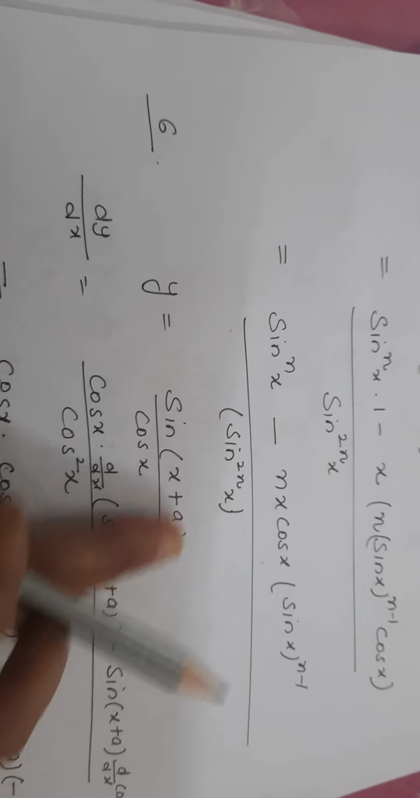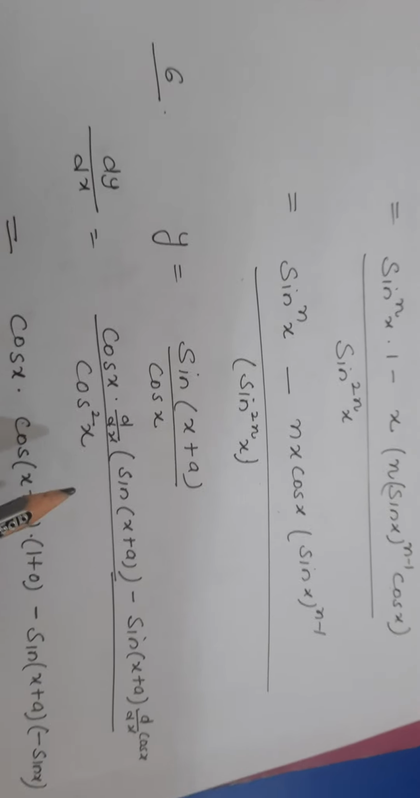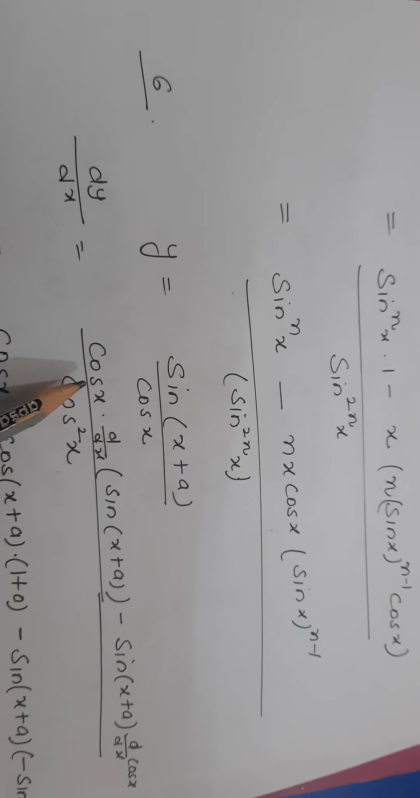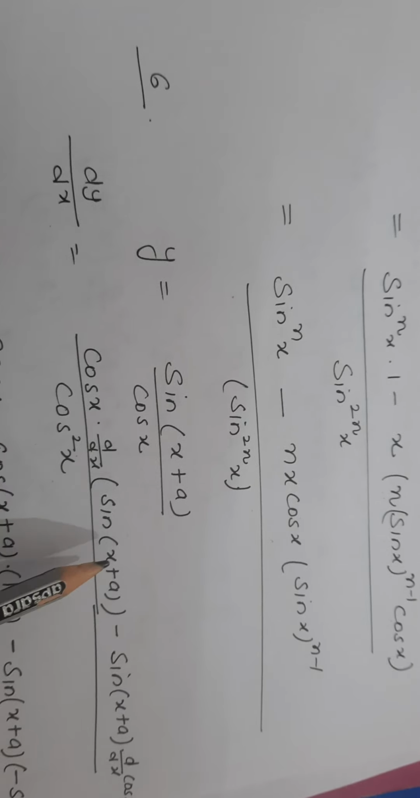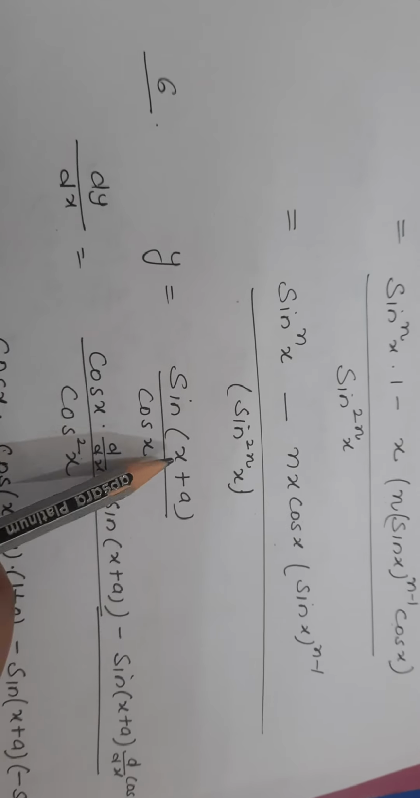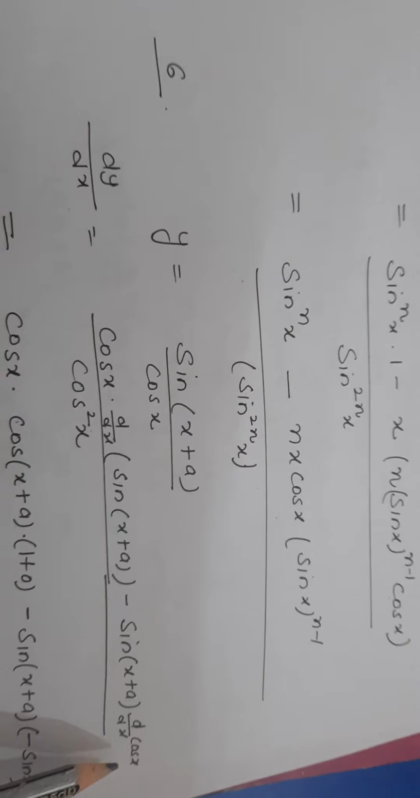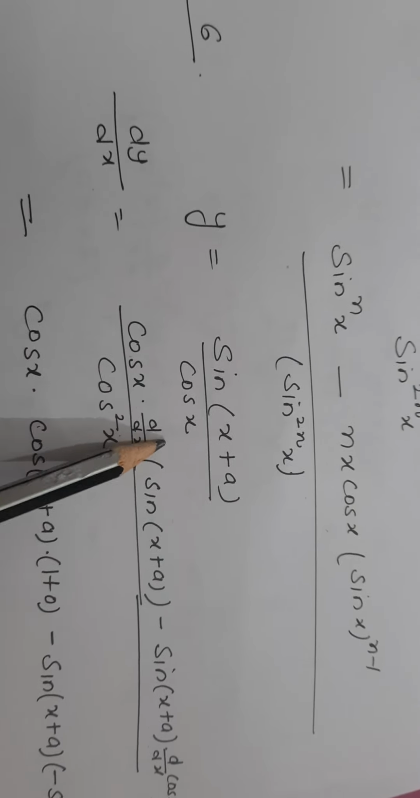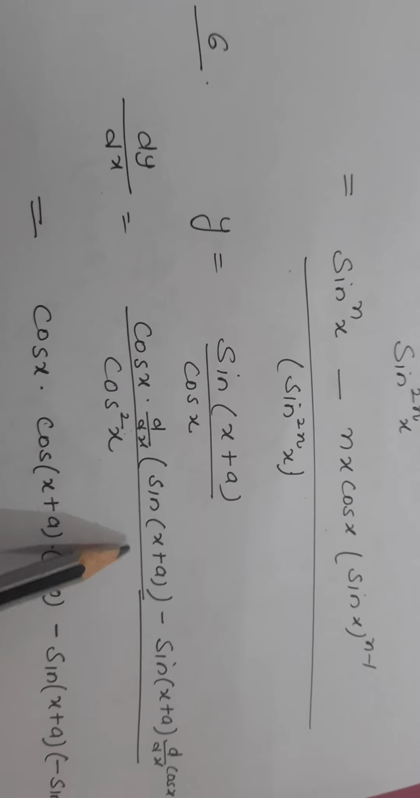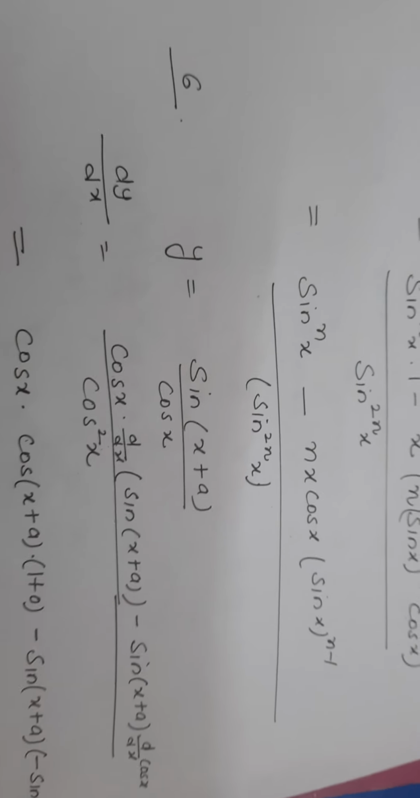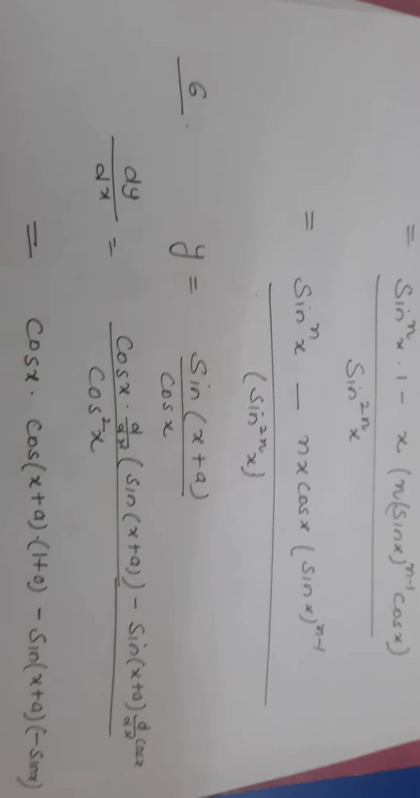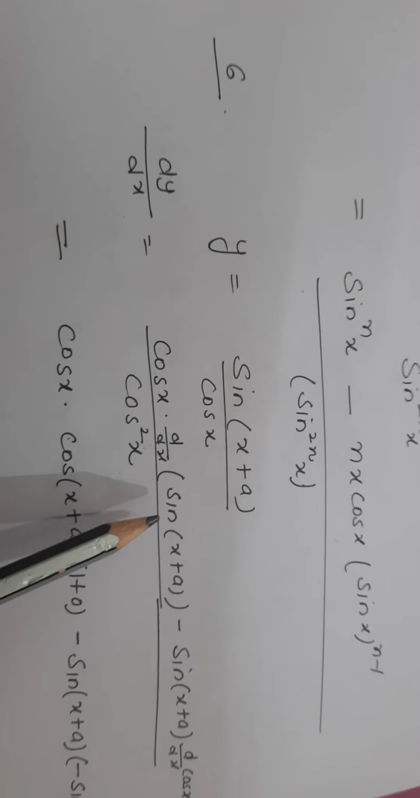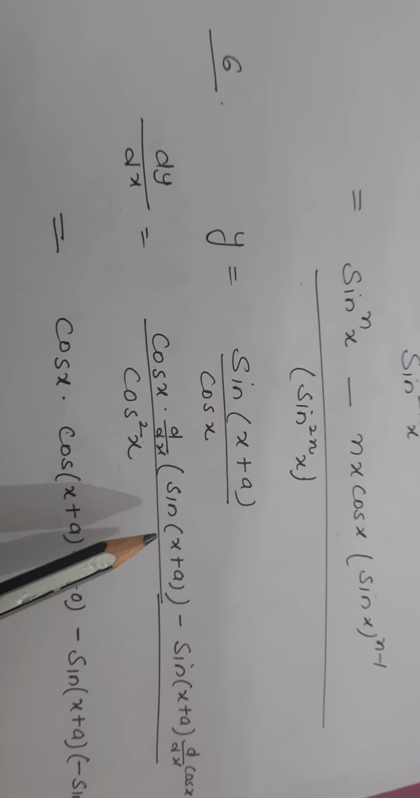Next question, find the derivative of this function. Again you are going to follow the quotient rule here. Over the square of the denominator: denominator into the derivative of numerator minus numerator into the derivative of denominator. So your denominator cos x into the derivative of numerator sine of x plus a, minus numerator into the derivative of cos x. In this function you are going to follow the chain rule. The derivative of sine of x plus a.